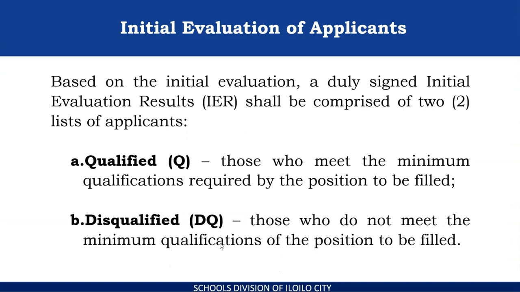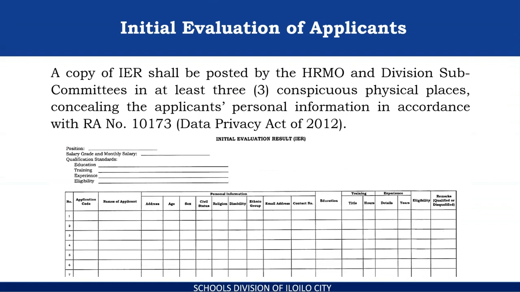Based on the initial evaluation, a duly signed initial evaluation results shall be comprised of 2 lists of applicants. Qualified, those who met the minimum qualifications required by the position to be filled. And disqualified, those who do not meet the minimum qualifications of the position to be filled. A copy of the IER shall be posted by the HRMO and division subcommittees in at least 3 conspicuous physical places, including the division website, concealing the applicant's personal information, again in accordance with the Data Privacy Act of 2012.